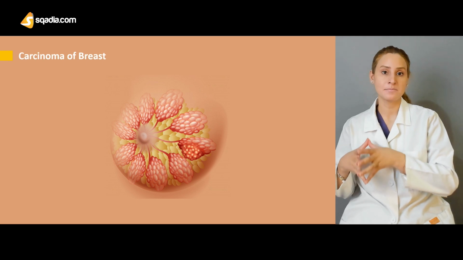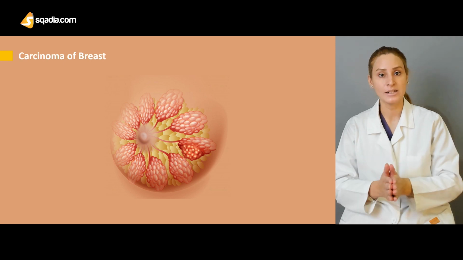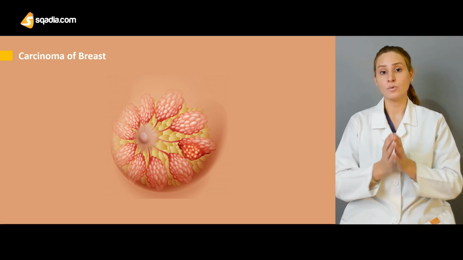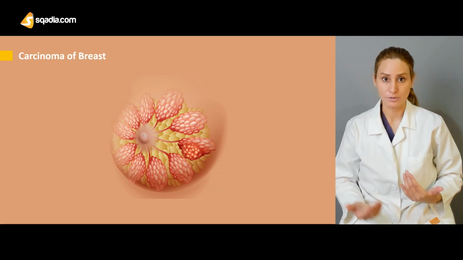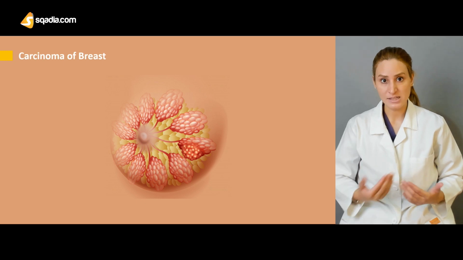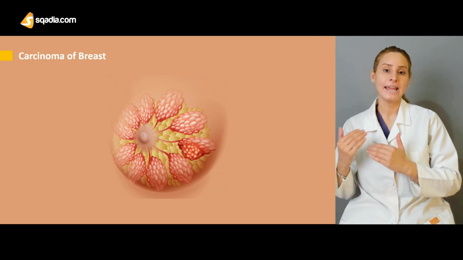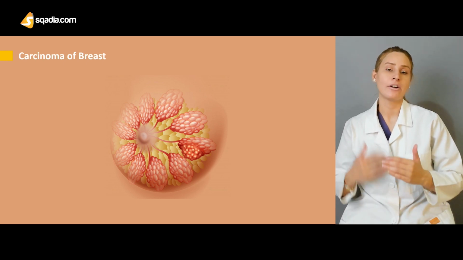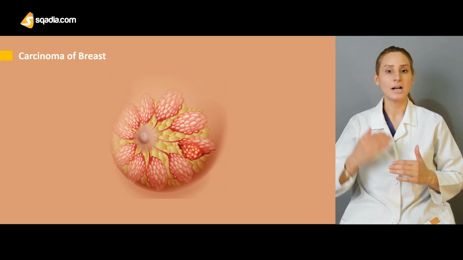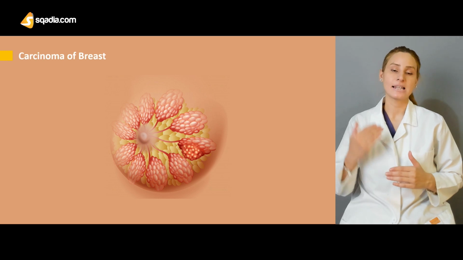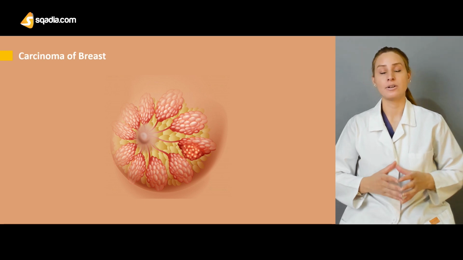So we have some levels of the nodes. When you talk about the breast, there are level 1, level 2, and level 3. What is the demarcation for these lymph nodes? We divide them on the basis of the pectoralis minor muscle. The lymph nodes which are more lateral and below are the level 1 lymph nodes. Level 2 lymph nodes are those which are behind the pec minor muscle. And level 3 lymph nodes are above and more medial to the pectoralis minor muscle.